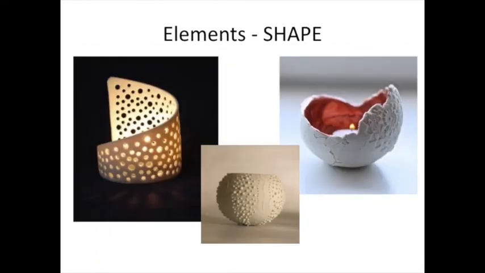The second element that you should consider when designing is shape, and all candle holders are basically going to have one of the following shapes: either a cylinder, a sphere, or a cone. And so there's a couple of examples on this slide. One of the cylinder, that's the one in the top left-hand side, and then we've got two spheres.